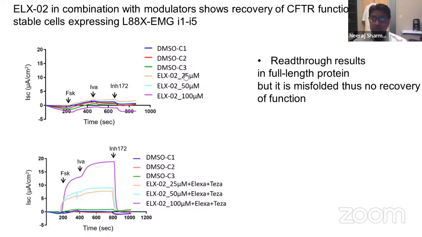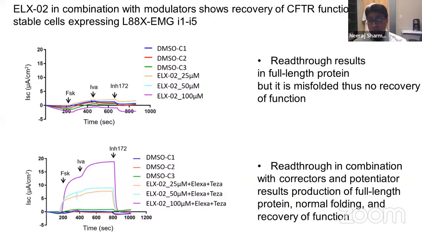Interestingly, a combination of modulators like Elexacaftor and Tezacaftor, when given in combination with read-through, shown here in this purple line, you see a remarkable recovery of CFTR function. And why does it happen? Because read-through in combination with correctors and potentiators results in production of full-length protein, number one, but that is mature, and that is why there is recovery of function.